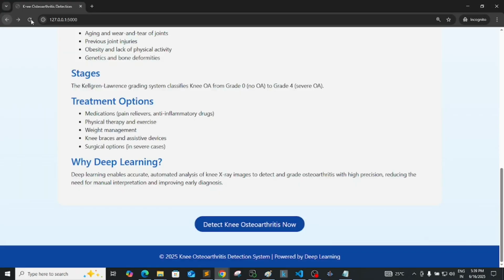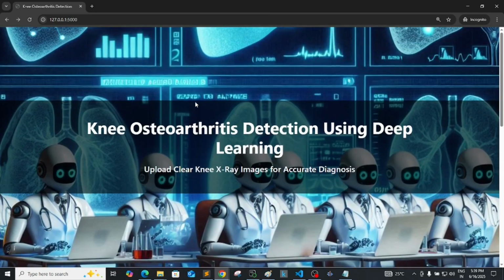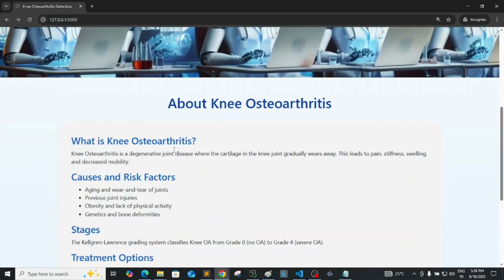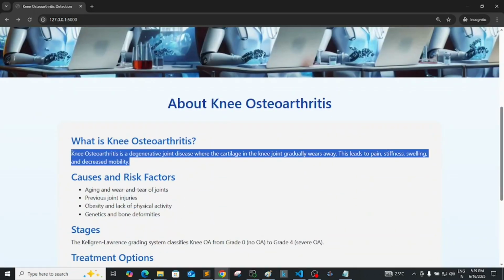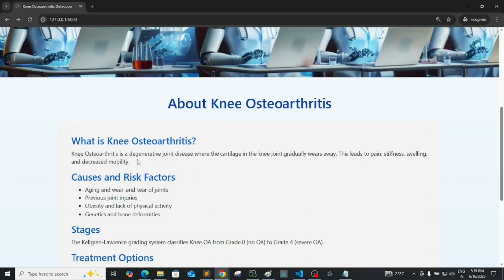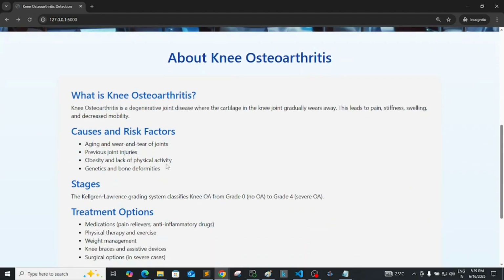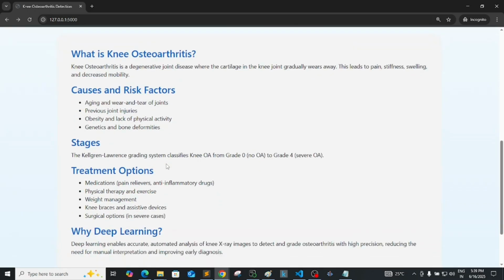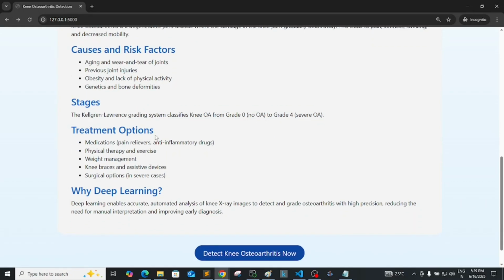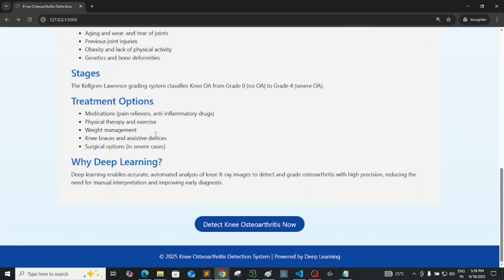So this is our home page where we mention what knee osteoarthritis detection using deep learning is. As I already discussed in our document, just like that I am printing it here: what the causes are, what the risk factors are, and what the different stages are, stages 0, 1, 2, 3, 4, like 5 total stages. And the different treatment options are also displayed. If you want to display more information or any images here, we can help you with that.